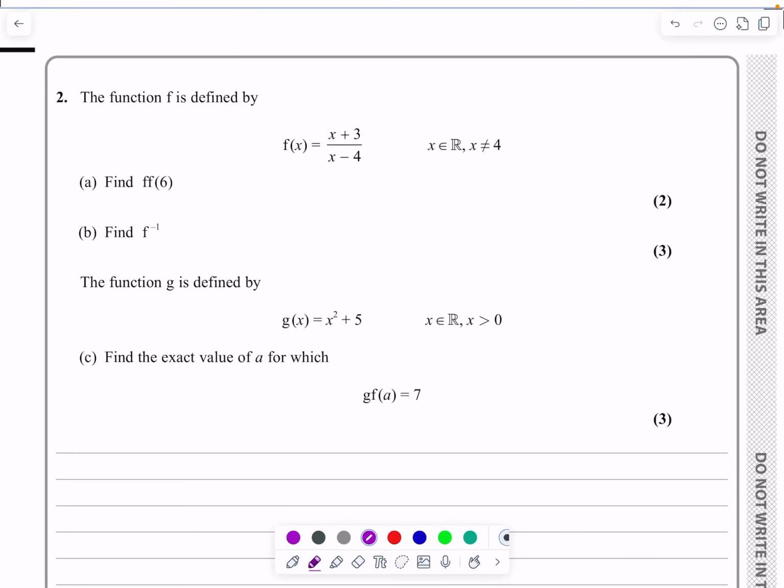Okay, this is the P3 paper from October 2023. It's question number 2, and this is a functions and graphs question. In particular, we've got some composite functions and some inverse functions. Let's have a look at it then.